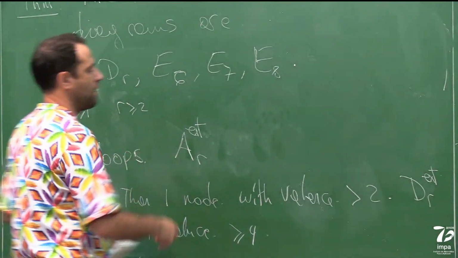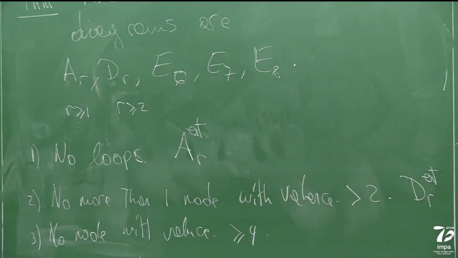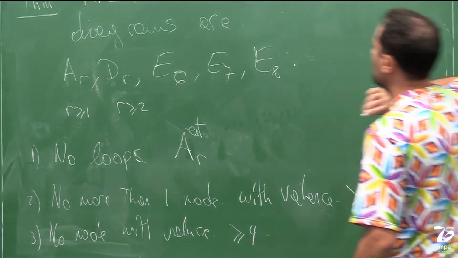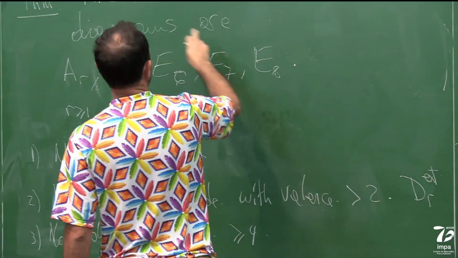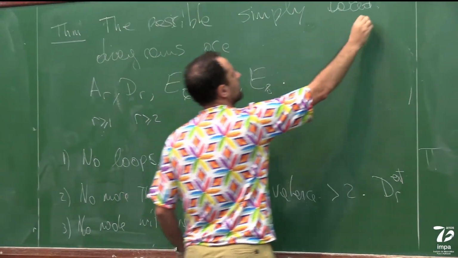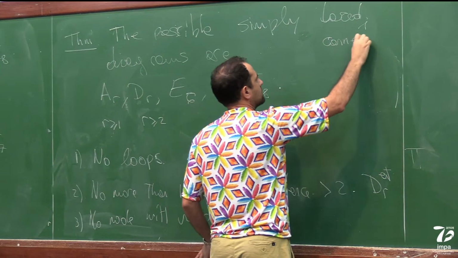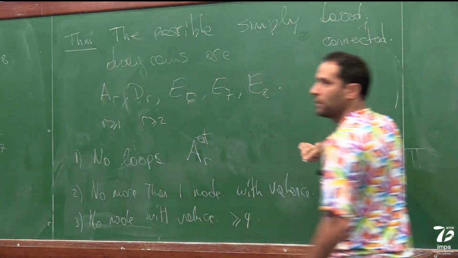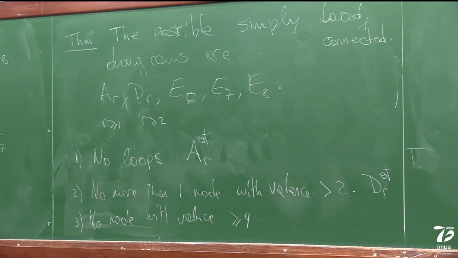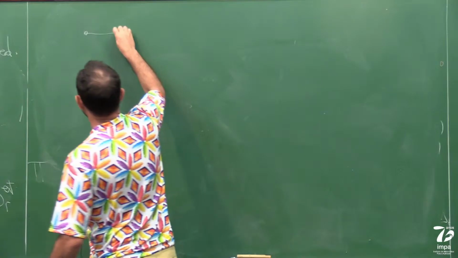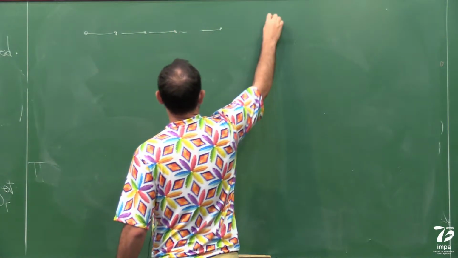So after you apply this, you recognize that now we're going to classify them by the number of nodes where you have valence bigger than 2. So if there's no node with valence bigger or equal than 2, the possible simply laced Dynkin diagrams, connected Dynkin diagrams. Connected. So if every node has valence either 1 or 2 and you're connected, that's the only thing that you can have. So this is A_R.